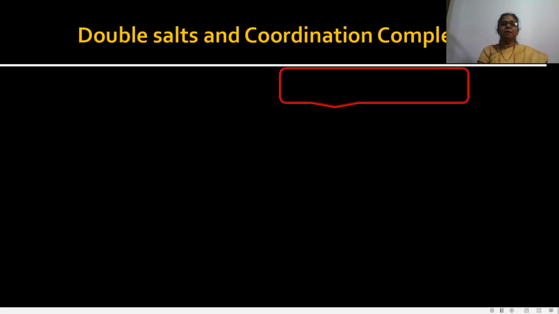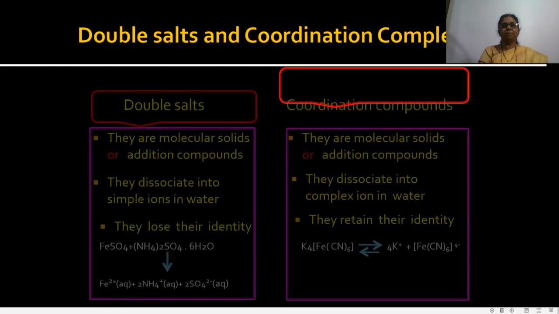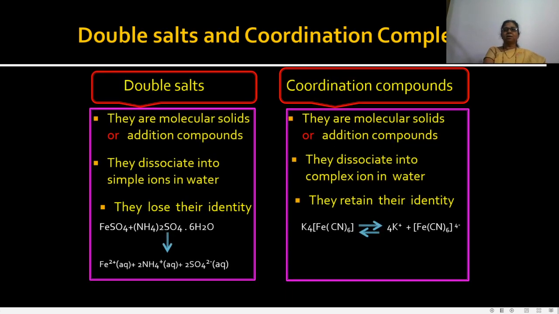Now see the double salts and coordination complexes. We see the difference between these double salts and coordination complexes. That means double salts are molecular solids. Also, they are addition compounds. They dissociate into simple ions in water and they lose their identity. For example, Mohr's salt. This Mohr's salt dissociates into the simple ions, positive and negative ions.